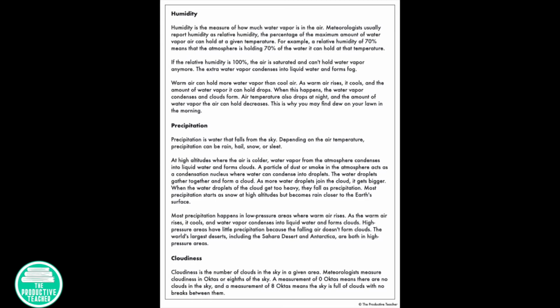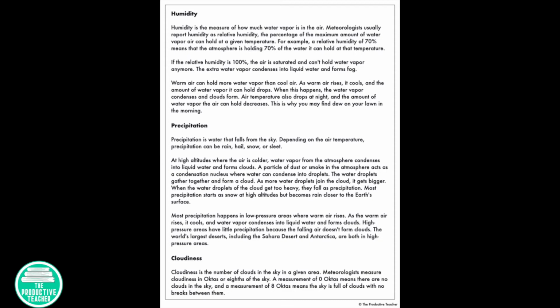Meteorologists usually report humidity as relative humidity, the percentage of the maximum amount of water vapor air can hold at a given temperature. For example, a relative humidity of 70% means that the atmosphere is holding 70% of the water it can hold at that temperature. If the relative humidity is 100%, the air is saturated and can't hold water vapor anymore.